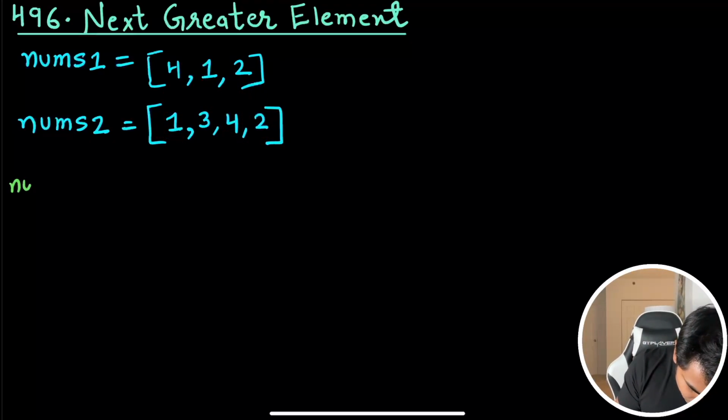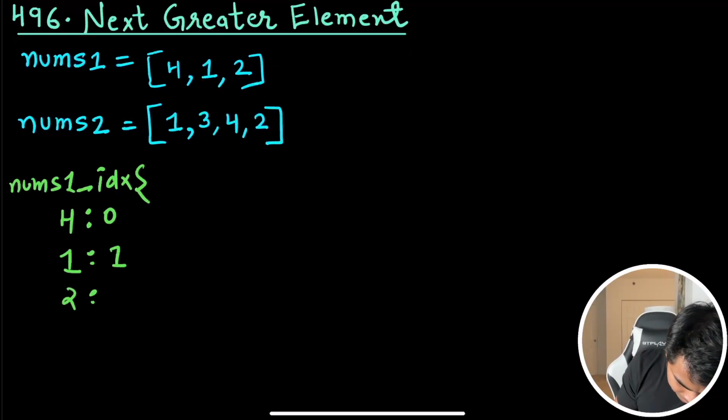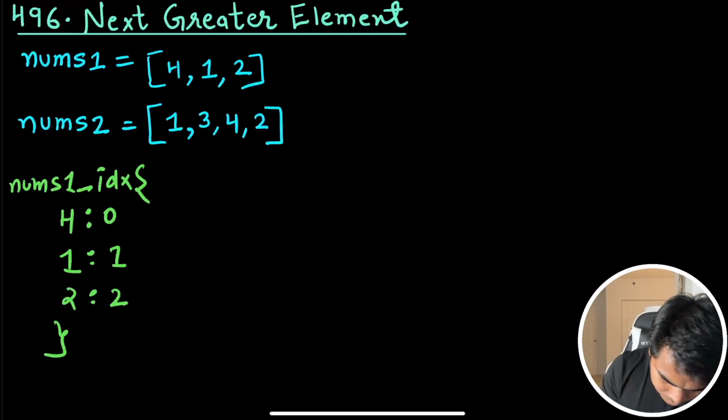I'll call it nums1 idx, index. Basically, I'm just creating this dictionary so that I'm storing all the indexes for each element. So 4 is at 0 index, 1 is at 1 index, and 2 is at second index. So that is it. Now what I'll do is, I will again try to find my result.